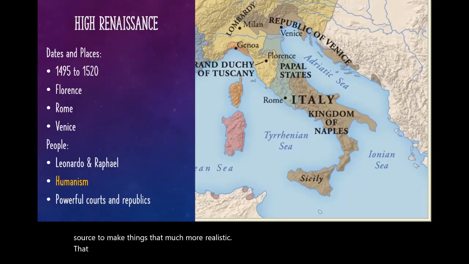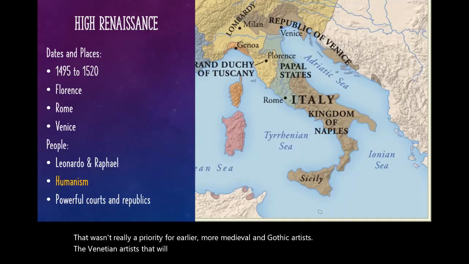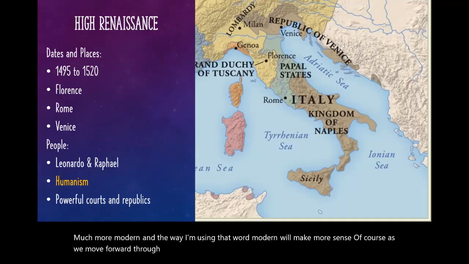That is not only the style that is wanted by the people of these powerful courts and republics and the Pope too, it's also a way of reaching the viewer that wasn't really a priority for earlier, more medieval and Gothic artists. The Venetian artists that we'll see, and I'll name them later, they approach it in a way that is much more modern. And the way I'm using that word modern will make more sense, of course, as we move forward through time, through the chapters this term.